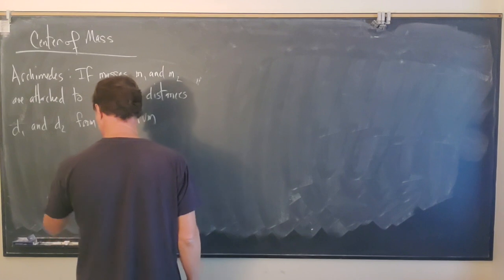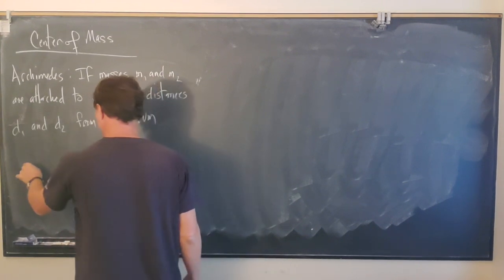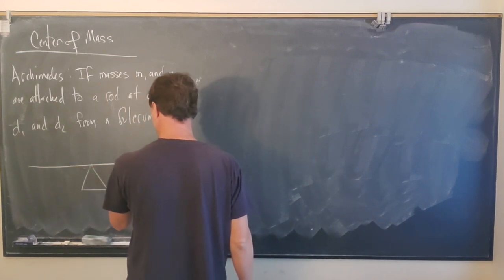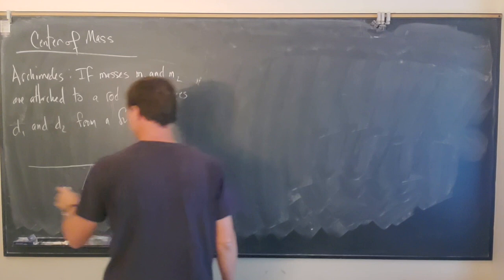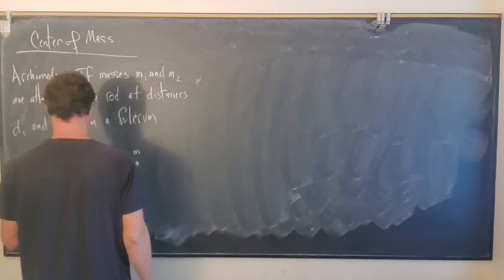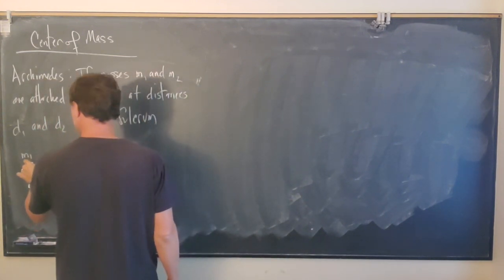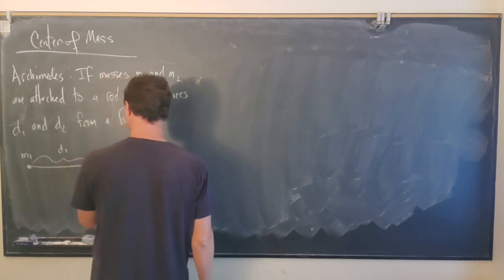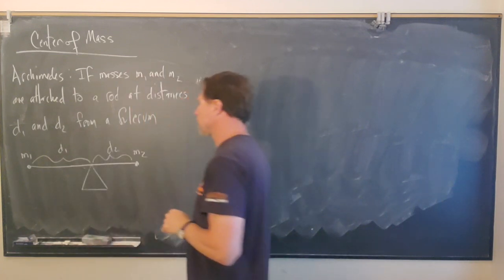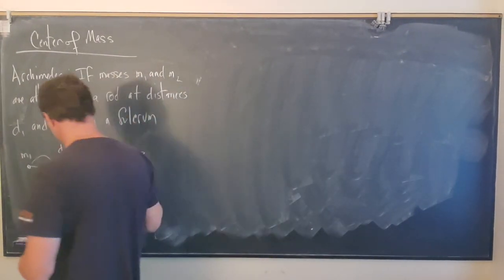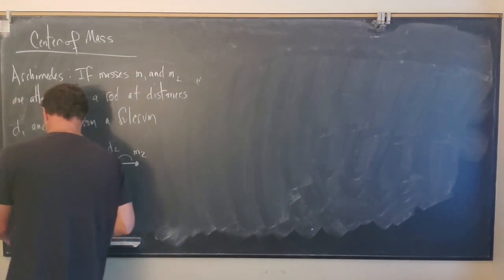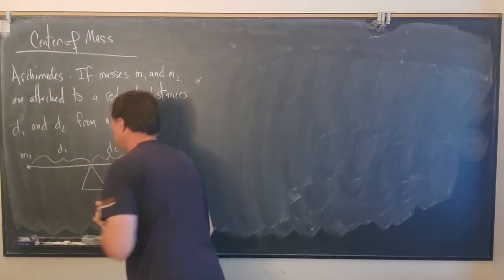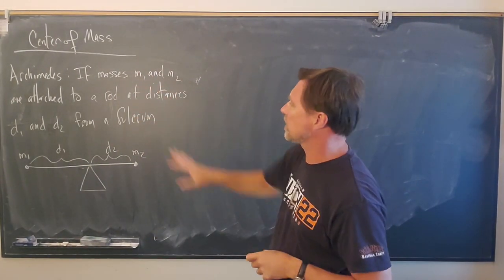So we've got a couple of masses. So let's say M1 and M2. So M1's here, M2 is here at distances from a fulcrum. So that's this point right here. So there's D1 and there's D2. All right, so let's say that we have this setup, and notice that I've drawn the picture as if our seesaw here is horizontal. Well, Archimedes' principle actually tells us when this will be horizontal.